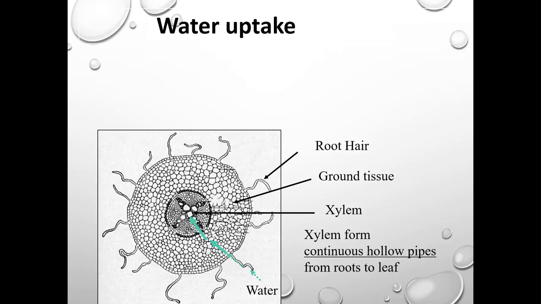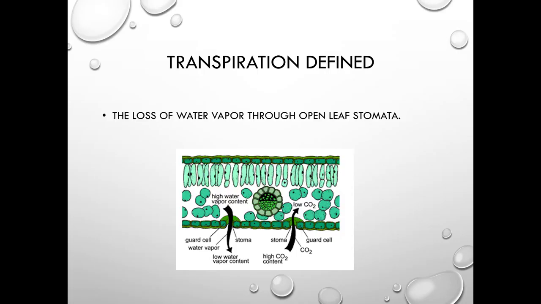Okay, there's our root hair, there's the ground tissue, and the xylem in the middle, and the water comes in through the root hair, through root pressure, and moves into the xylem. Okay, so transpiration, as I mentioned, is the loss of water vapor through open leaf stomata. And again, there's got to be a balance on either side of water vapor content. The gradient has to be equal.